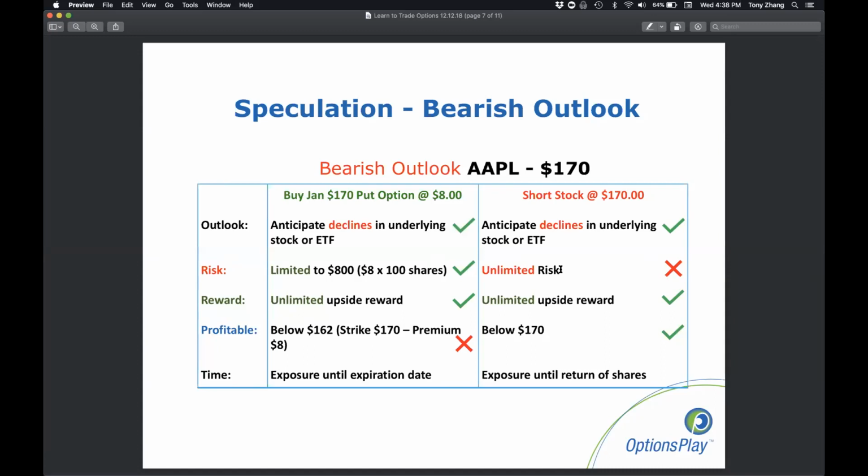The difference, again, becomes where do these strategies become profitable? If you shorted the stock, as long as it goes below 170, it will be profitable.